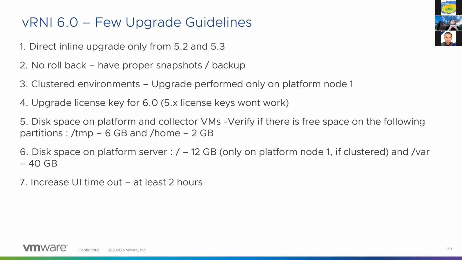So just to give a few guidelines on upgrade, right? When you upgrade from previous versions of Network Insight into 6.0, a couple of things to be noticed here. The direct inline upgrade is possible only if you are on version 5.2 and 5.3. It's very well there on the upgrade compatibility chart. Otherwise, if you are on a version older than 5.2, you may have to first come to 5.2 or 5.3 before upgrading to 6, right? Upgrades don't have any rollback, so you need to have proper snapshots and backups in place.